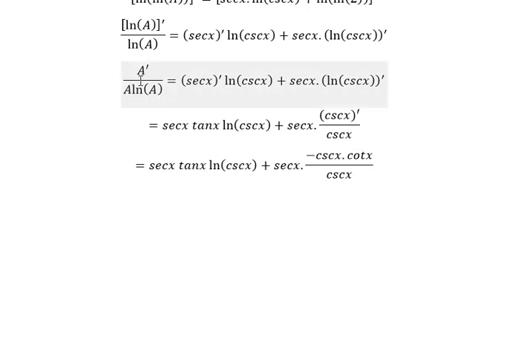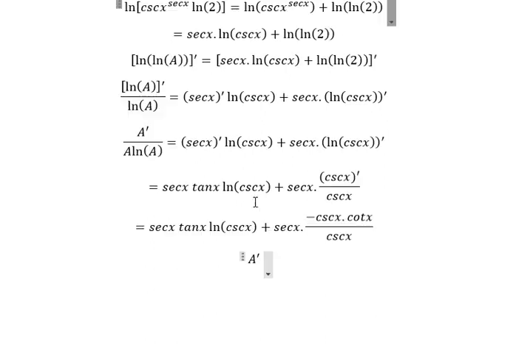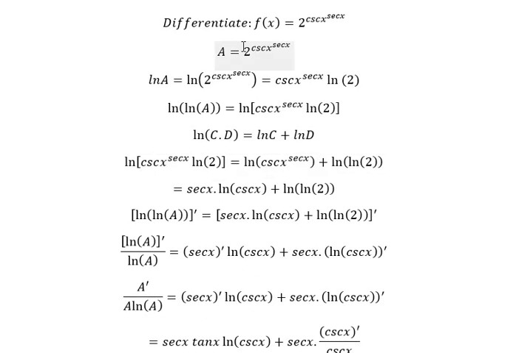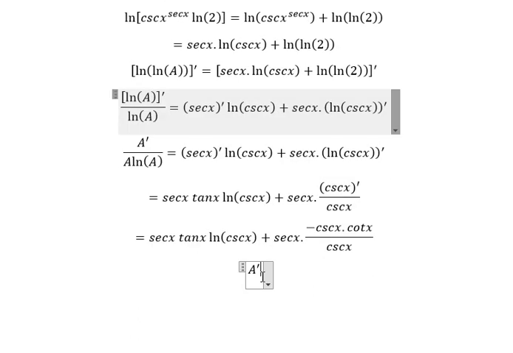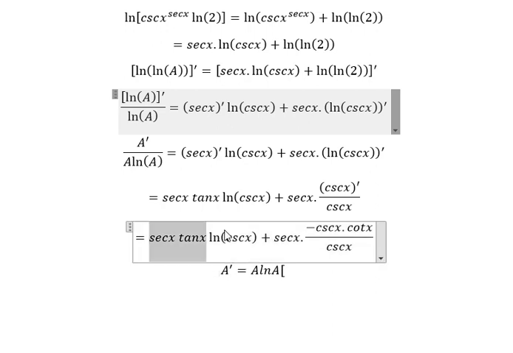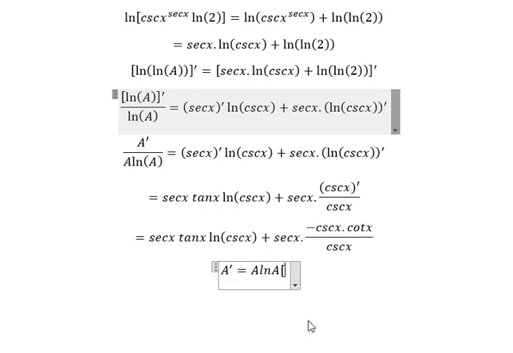Next, we move a and ln a to the right. It means we multiply with this one. So we can get first derivative of a. First derivative of a, that is this one that we want to find in here. So we got capital A multiplied with ln a and multiply with this one.